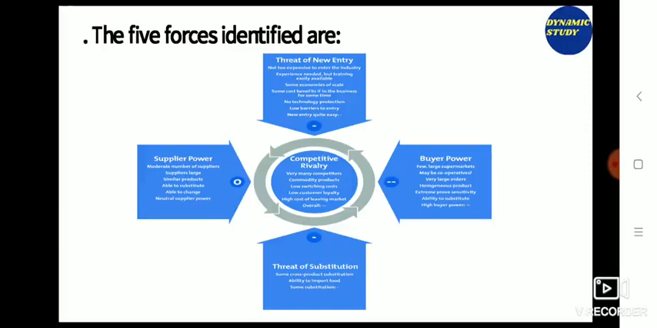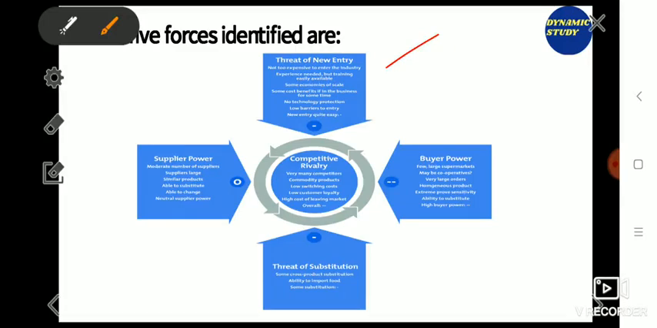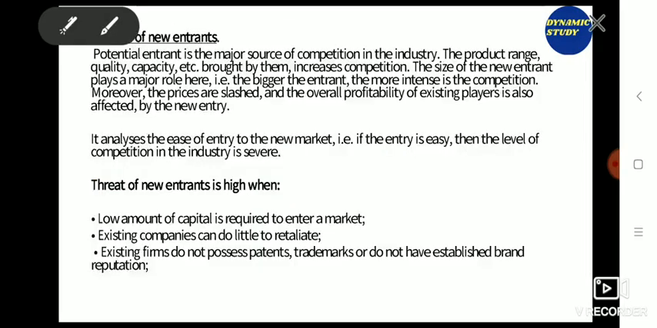Now these are the 5 forces identified by Michael Porter. The first one is the threat of new entrants, then comes the supplier power, then the threat of substitutes, buyer power, and then the competitive rivalry. These comprise the 5 forces identified by Michael Porter. Now let's move on to the first one, that is the threat of new entrant.